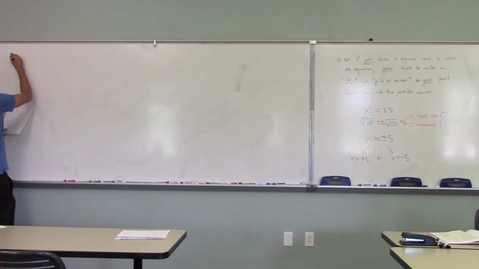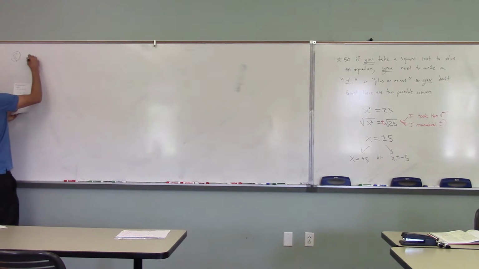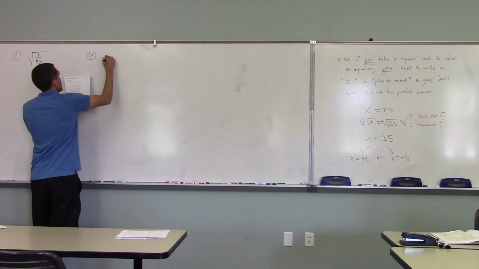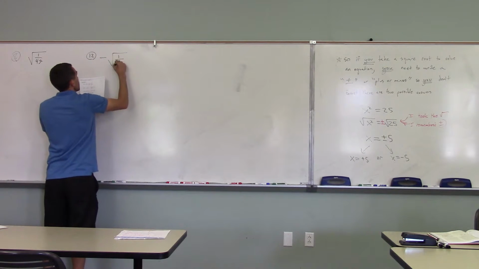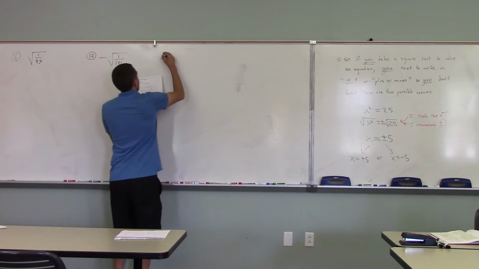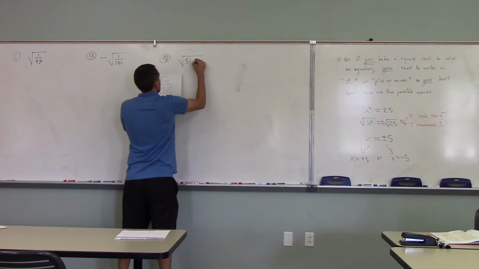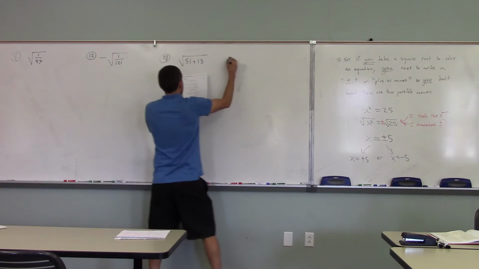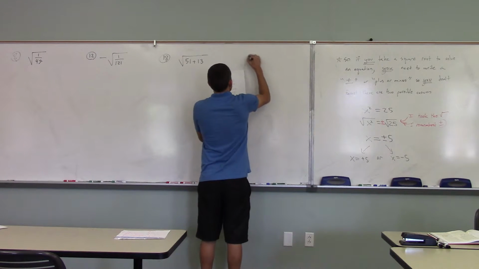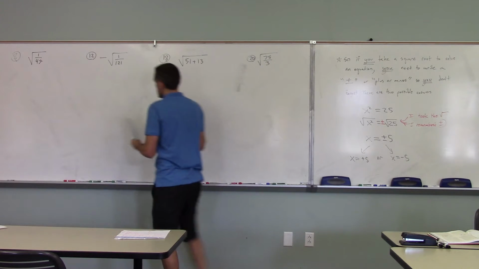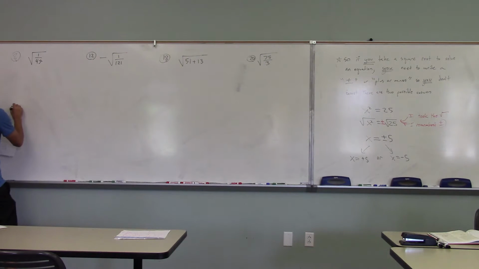So here's number 8: square root of 1 over 49. 12: negative square root of 1 over 121. Square root of 51 plus 13. Square root of 75 over 3. Show your work when you come up and do these, and I'm going to have you guys come up and solve these.